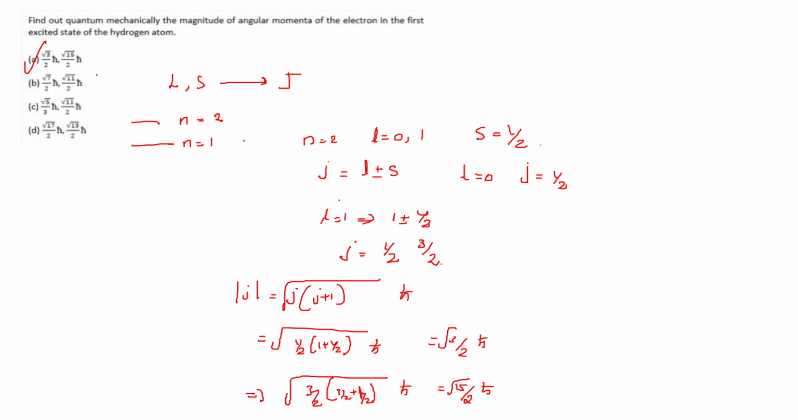So the question is the angular momentum of the electron in the first excited state. First you have to calculate what the n value will be. From the n value you have to calculate L and S. From each corresponding L value you have to calculate the J value, the angular momentum. For finding the magnitude of that we have to do root of J into J plus 1 h cross, and substitute both cases. L is equal to half and L is equal to 3 by 2. J is equal to half and J is equal to 3 by 2. Then you will get the answer for the question.